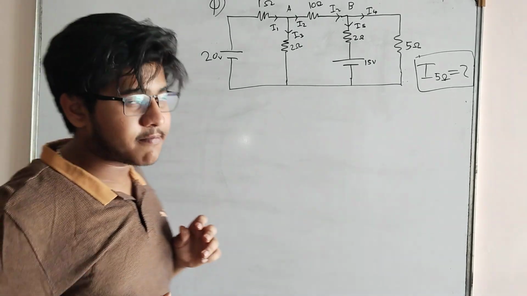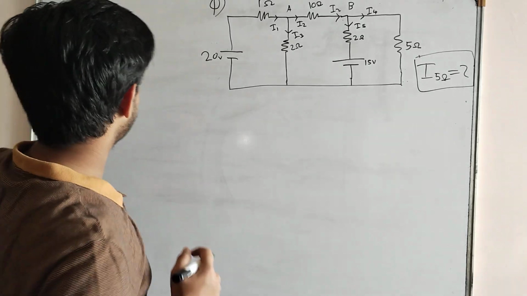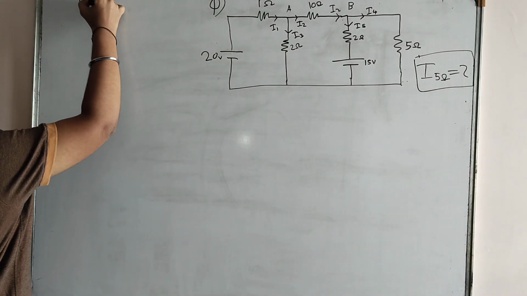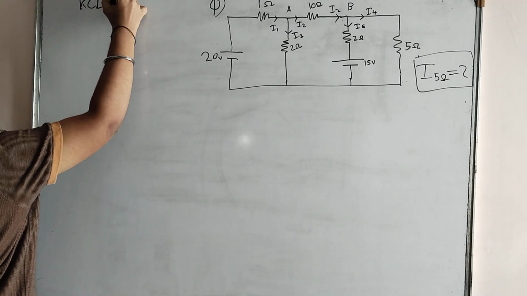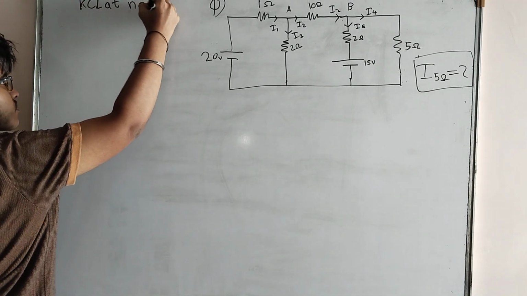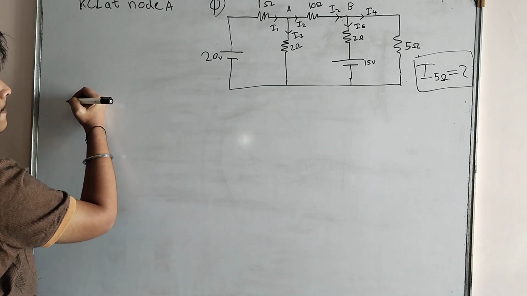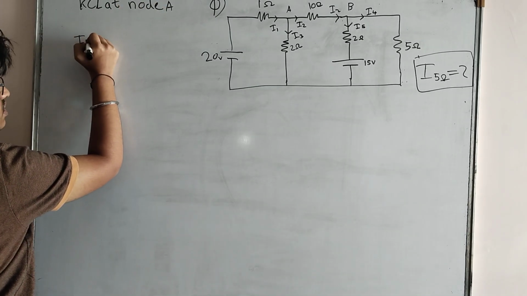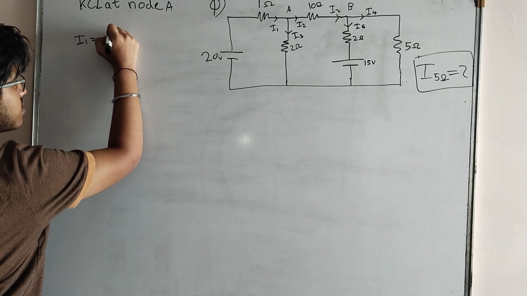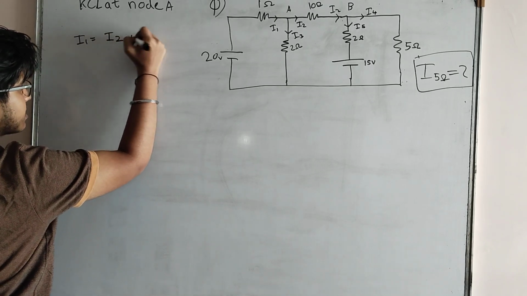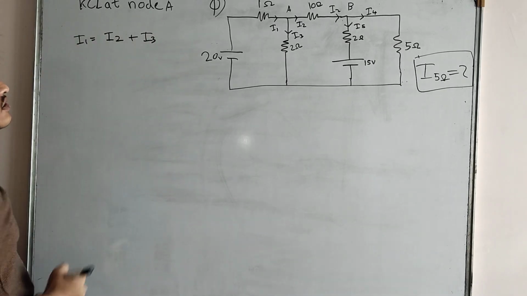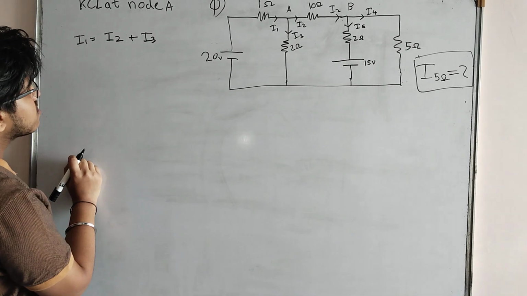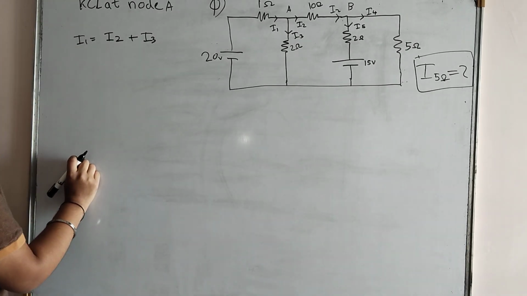Okay, now let's apply our KCL law at node A. I will write it here, hope it is visible. So I will write here KCL at node A. Okay, so KCL: I1 is equal to I2 plus I3. We had discussed this in our first lecture. Okay, so now I will just write this equation.